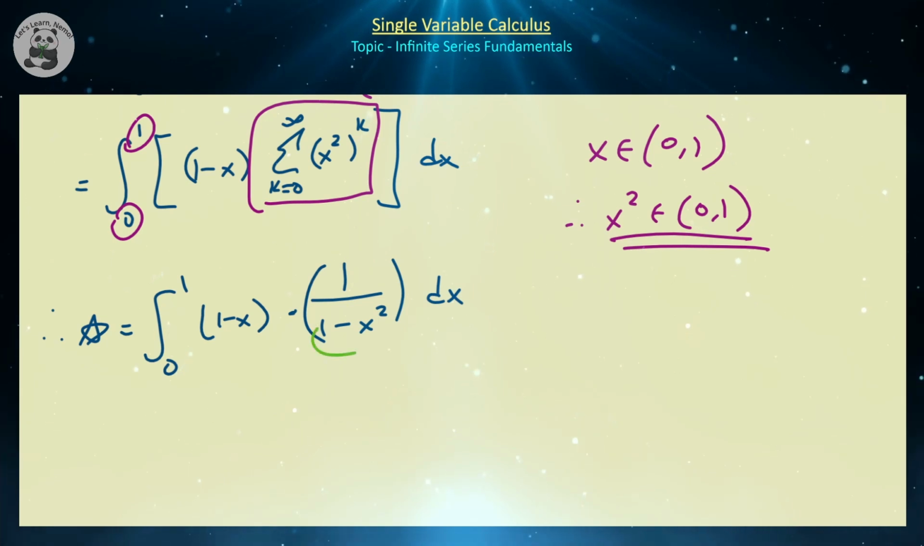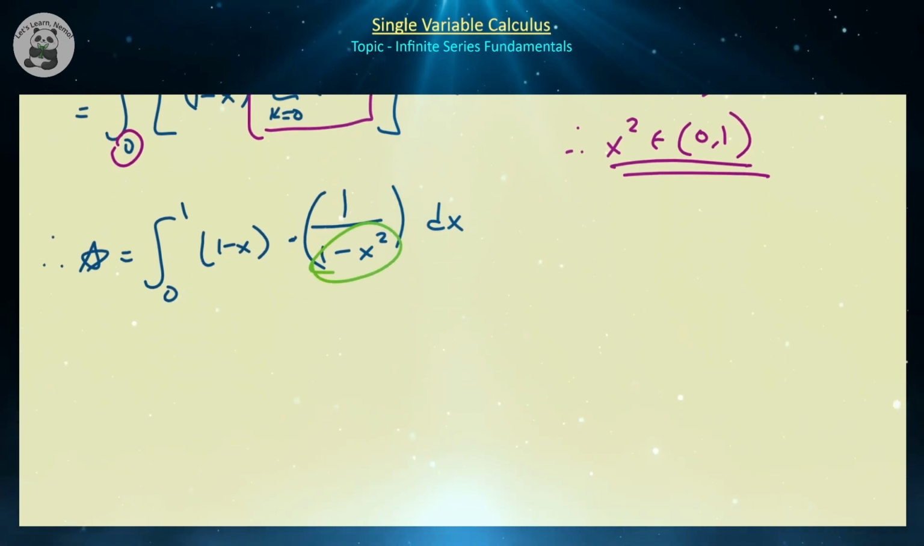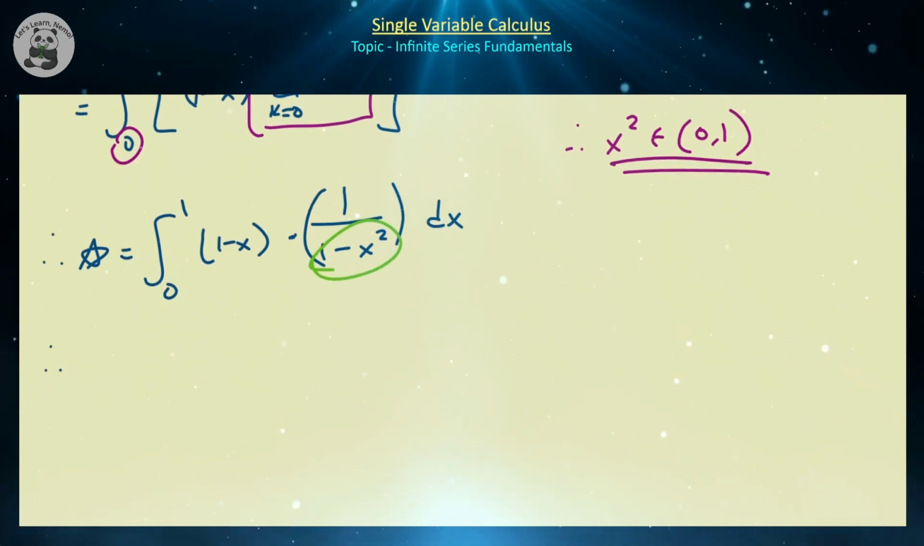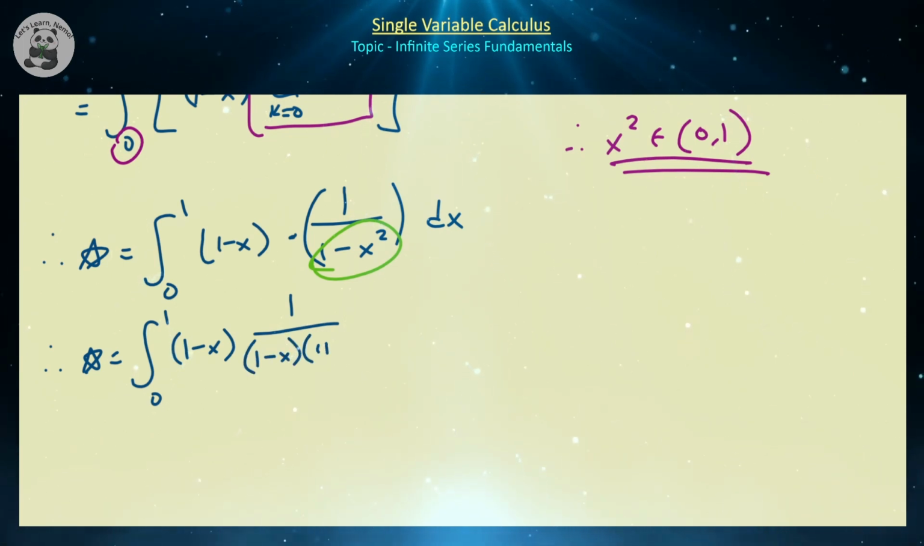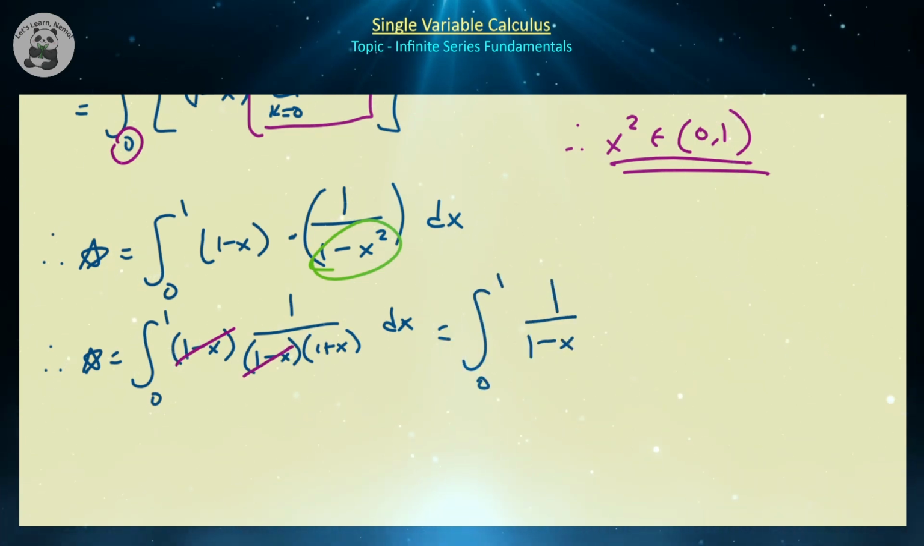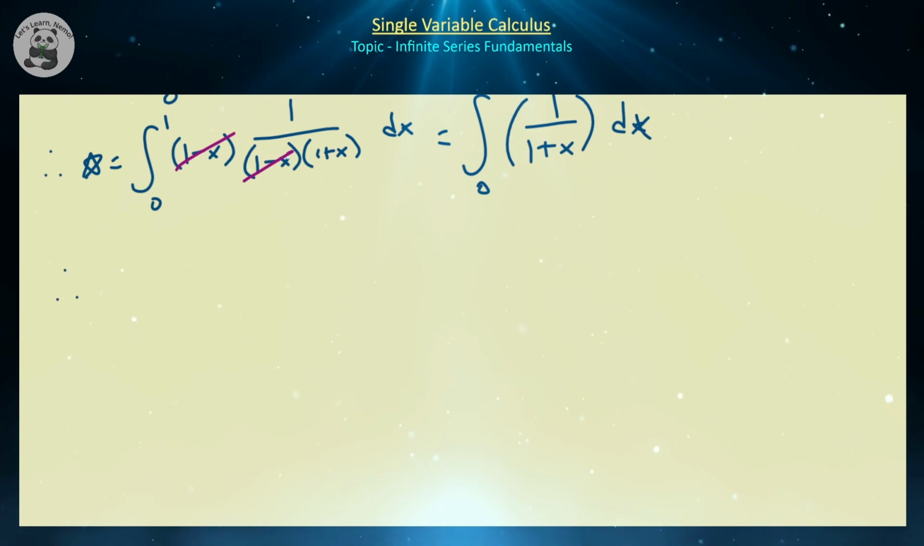Now I can factor that difference of squares that we have there in the bottom. So we have that our infinite series converges to the integral from 0 to 1 of 1 minus x times 1 over (1 minus x)(1 plus x) dx. And we see that these 1 minus x terms cancel, just leaving us with the integral from 0 to 1 of 1 over 1 plus x dx, which integrates very, very nicely.